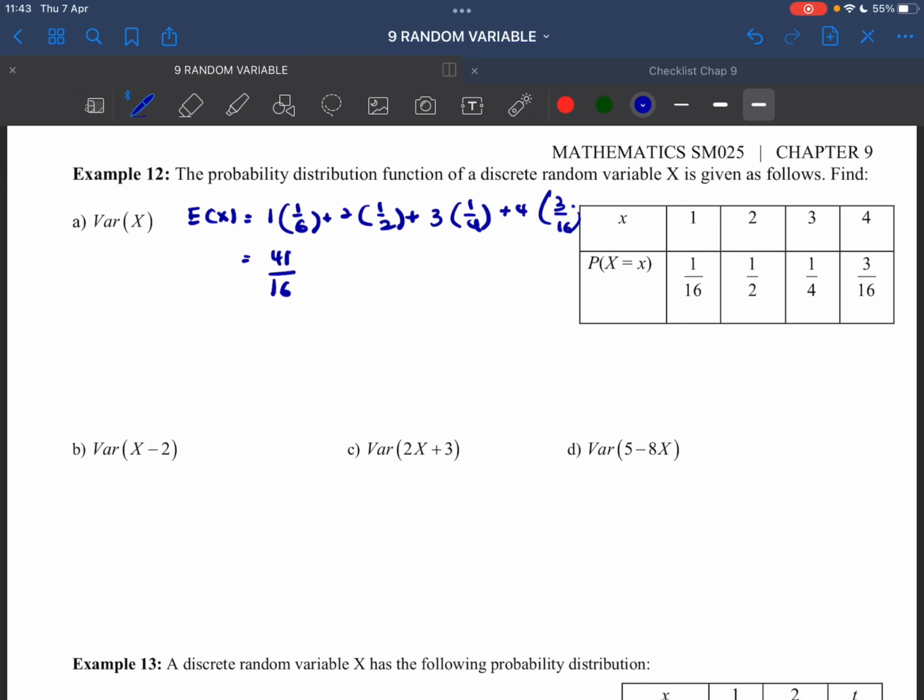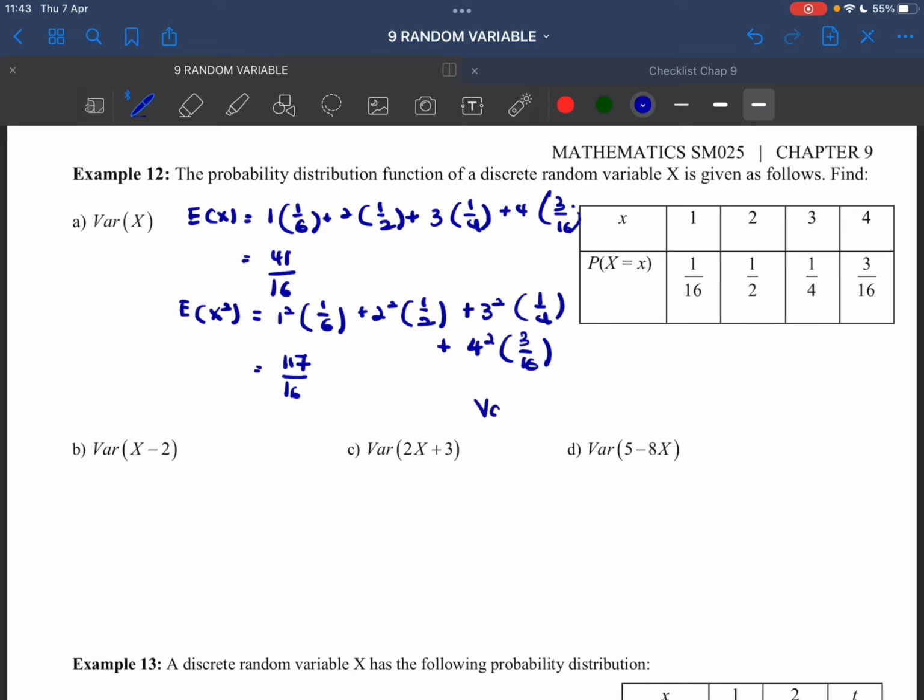41 over 16. And then we have to find E(X squared). So 1 squared times 1 over 6, plus 2 squared times 1 over 2, plus 3 squared times 1 over 4, and lastly plus 4 squared times 3 over 16, which will have the answer 117 over 16. Then by using the formula for variance, Var(X) is equal to E(X squared), which is 117 over 16, minus E(X) squared, and you are going to get 191 over 256.